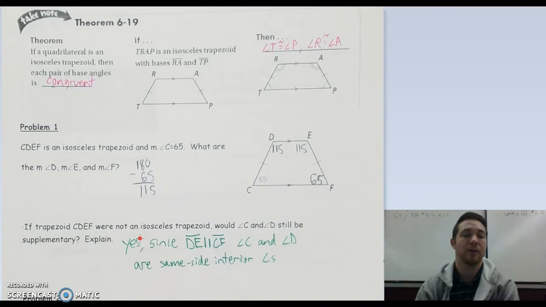So that next question is asking, would they still have been supplementary? The reason why we subtracted from 180 to find angle D was because those are same side interior angles. Since DE and CF are parallel, it doesn't matter if this is an isosceles trapezoid or any other type of trapezoid, you always see that these angles from one base to the other should be supplementary. So it just so happens if it's isosceles, the base angles are the same. But no matter what trapezoid you have, from one pair of base angles to the other, those should be supplementary.